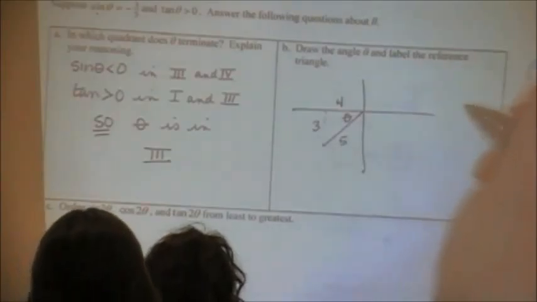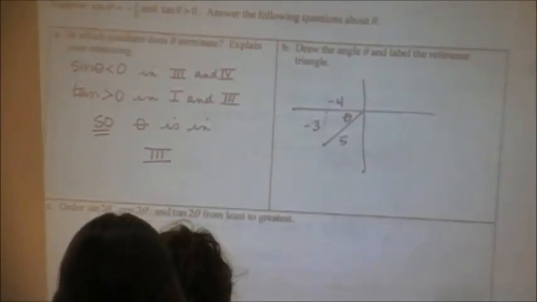Okay. So now it says draw the angle theta and label the reference triangle. So we know it's in quadrant 3, so there it is. Remember the symbol always goes between the terminal side and the x-axis, so it would be right there. Draw a triangle. Sine is negative 3 over 5, so that would be opposite over hypotenuse. So 3 and 5, so that makes that 4. Negative 3 and negative 4. The hypotenuse is always positive because you get it by squaring, so it has to be positive.